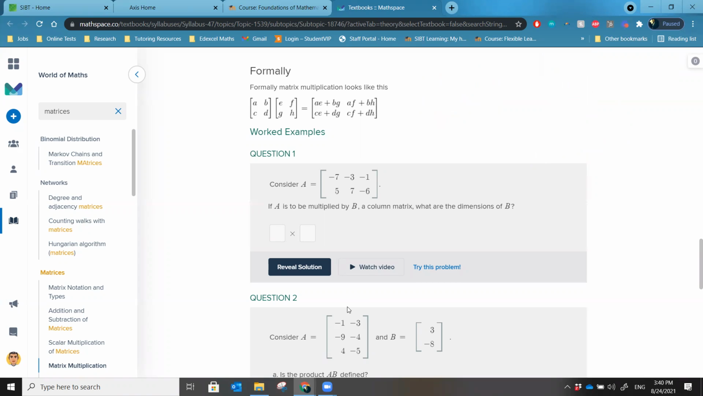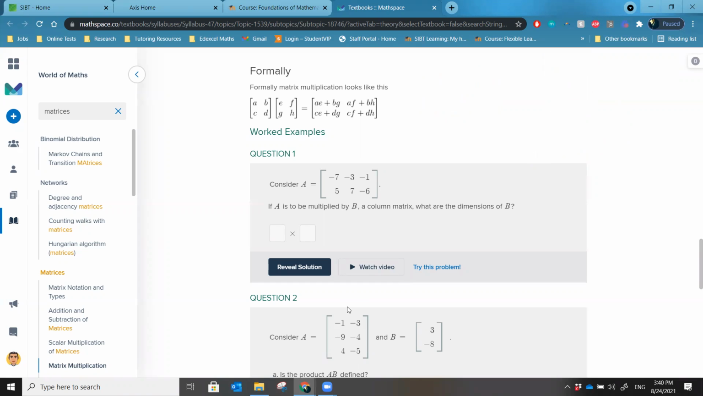You can try it yourself. Try question one, and see if you can solve it yourself. If you cannot, watch the video, reveal the solution, and try the problem again. So that's all about matrix multiplication.